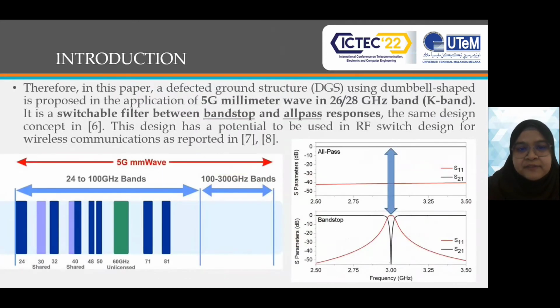Therefore, in this paper, a defected ground structure DGS using dumbbell shape is proposed in the application of 5G millimeter wave in 26-28 GHz band, K-band. It is a switchable filter between bandstop and all-pass responses, the same design concept in [6]. This design has the potential to be used in the RF switch design for wireless communications as reported in [7] and [8].